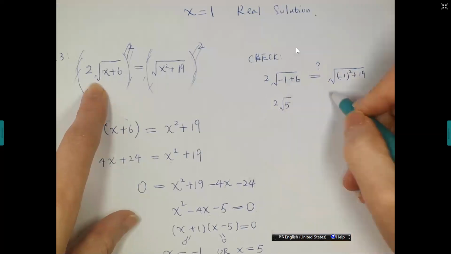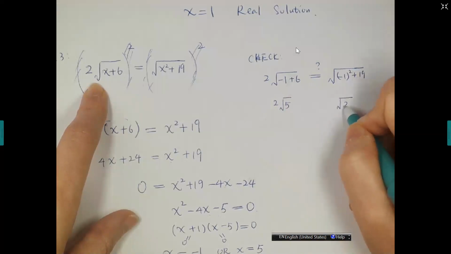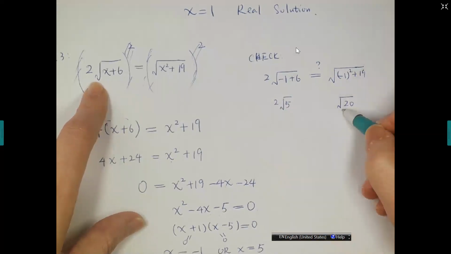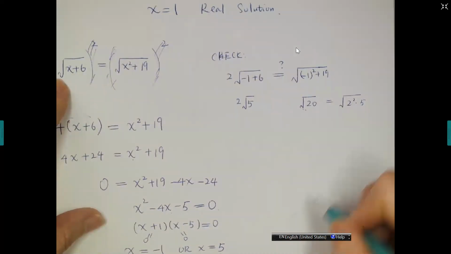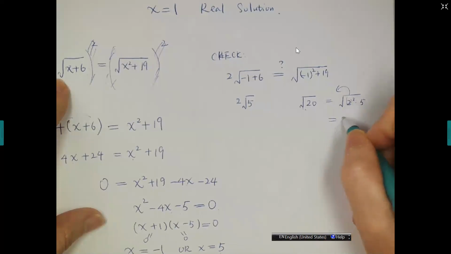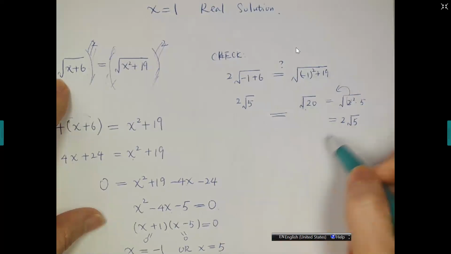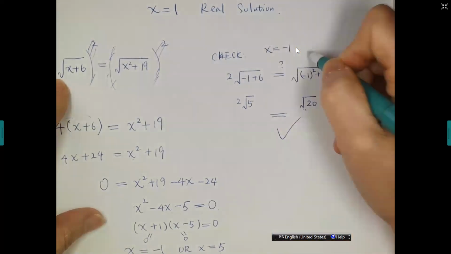This is the left side. What do we have on the right side? -1 squared, that's 1. 1 plus 19, that's radical 20. They do not look identical for now, but whenever we have a radical expression, we have to make sure it is simplified. This radical 20 equals 4 times 5. 4 equals 2 squared. So this 2 can be moved out, which will be exactly 2 radical 5. Are those two the same or not? Yes, they are. So -1 is a real solution.